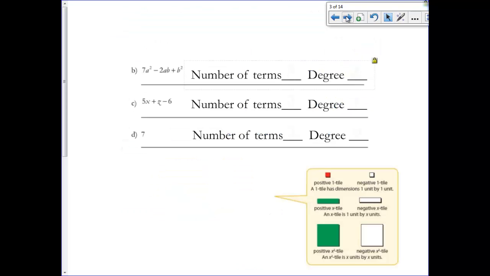Okay, let's try a couple more examples here. 7a squared minus 2ab plus b squared. How many terms does it have? Here's the first one, second one, third one.